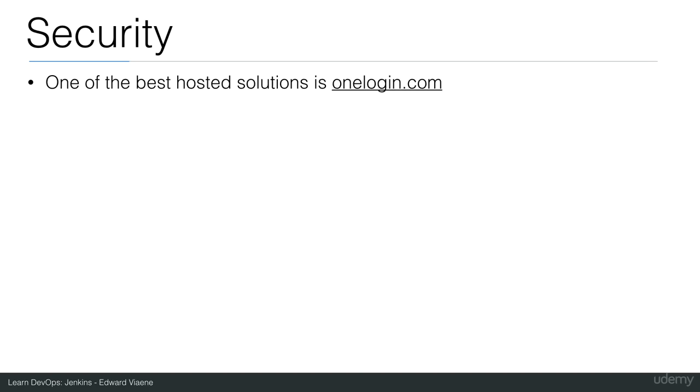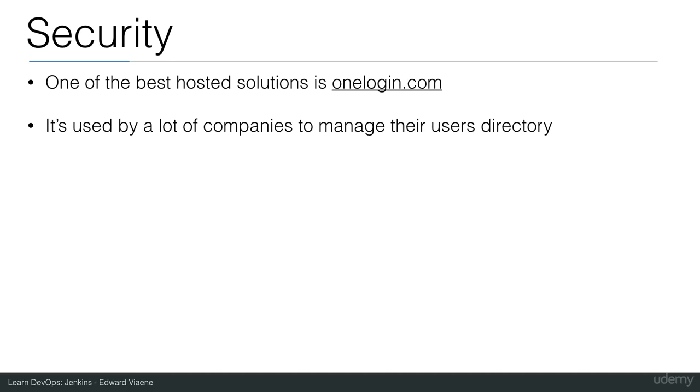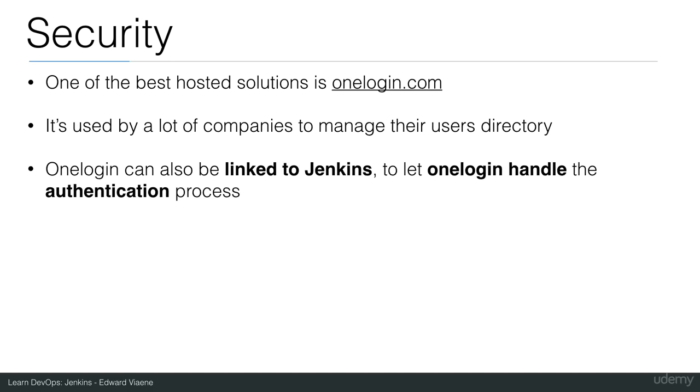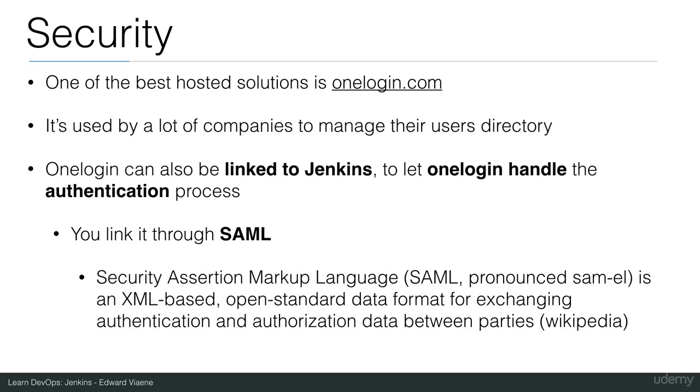One of the best hosted solutions, I think, is OneLogin.com. It's used by a lot of companies to manage their users' directories. OneLogin can also be linked to Jenkins to let OneLogin handle the authentication process. You can link it through something that is called SAML. SAML is Security Assertion Markup Language.